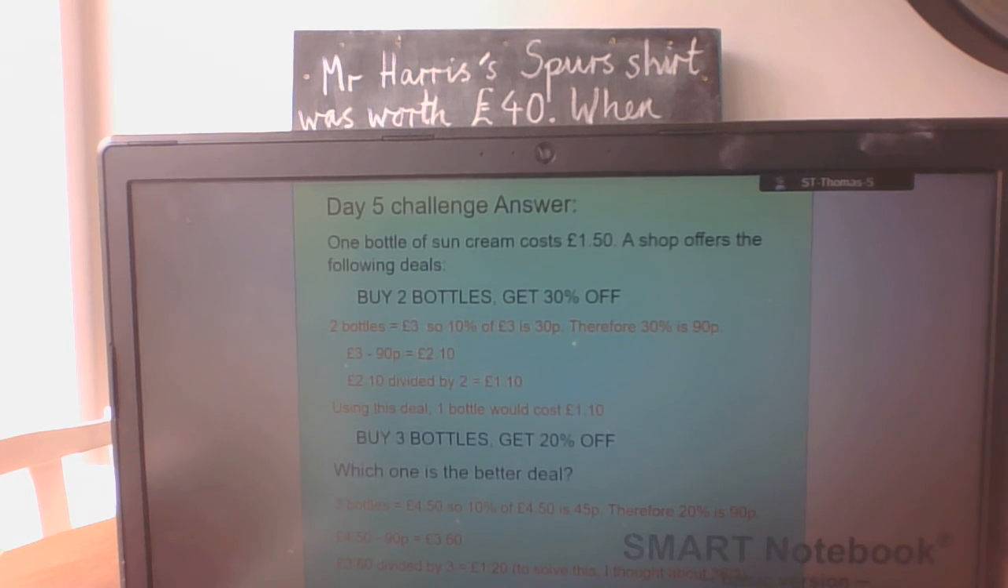To do £3.60 divided by 3, I thought about 36 divided by 3. This led me to the answer of £1.20. So with this deal, each bottle would cost me £1.20. Therefore, the first deal is the better one.